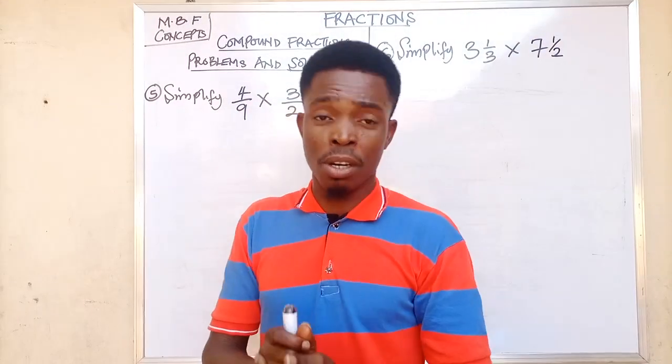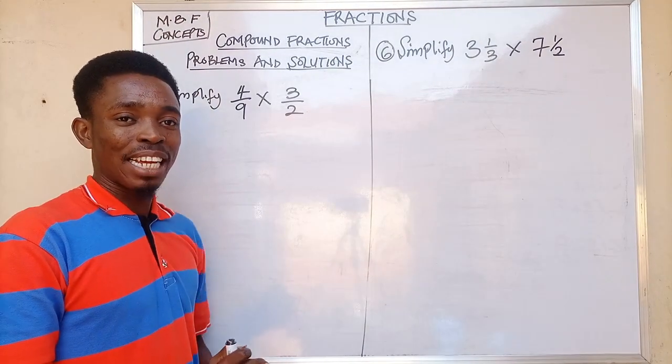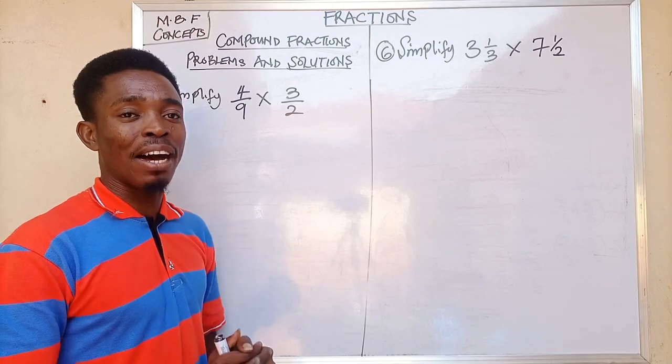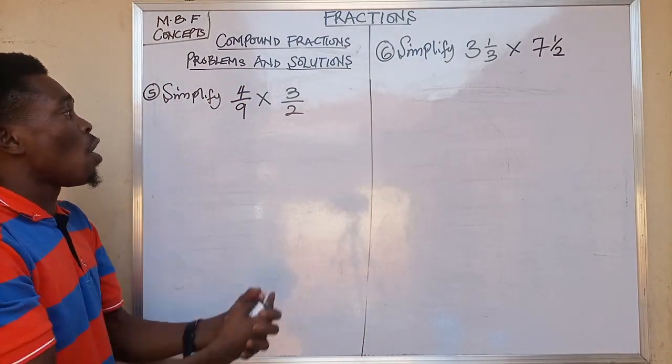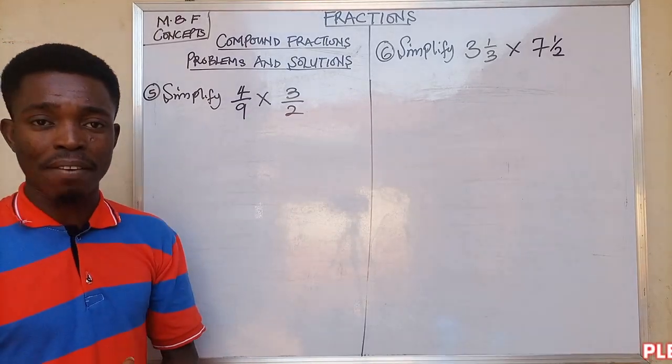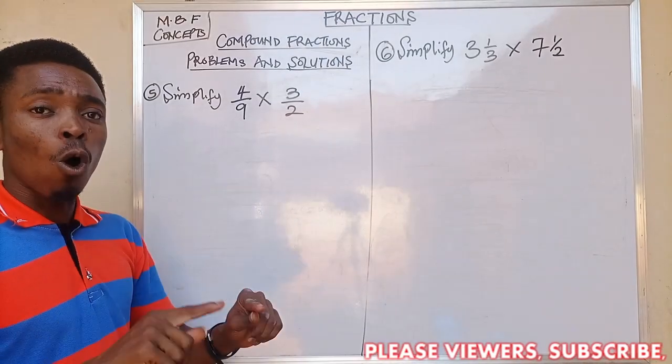Have another question on the board, and this aspect of the question we have is multiplication. Right now, yes, we are solving compound fractions with multiplication. Now guys, what do we do here? This is question number 5, and we are asked to simplify 4 over 9 times 3 over 2.